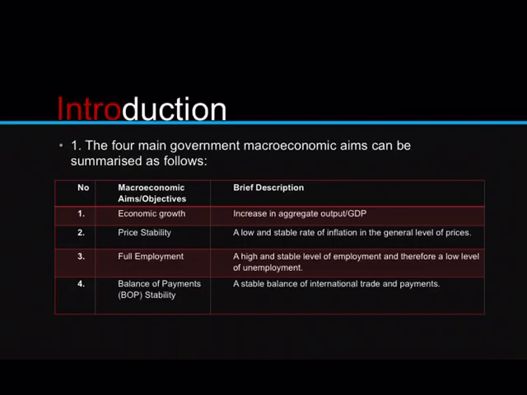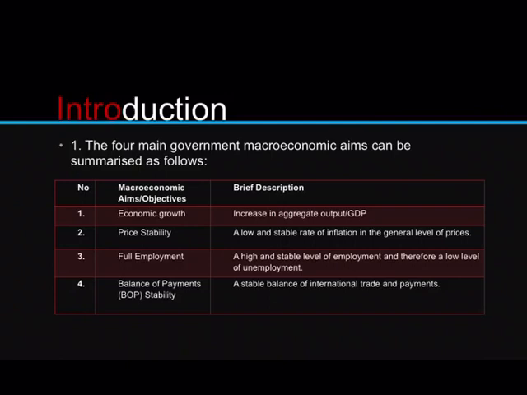We don't want inflation, we don't want deflation. Okay, so we want to achieve price stability. So the government wants to achieve price stability. So that will be the second main government's macroeconomic aim, right? It's what? Price stability. Okay, it means a low and stable rate of inflation in the general price level.